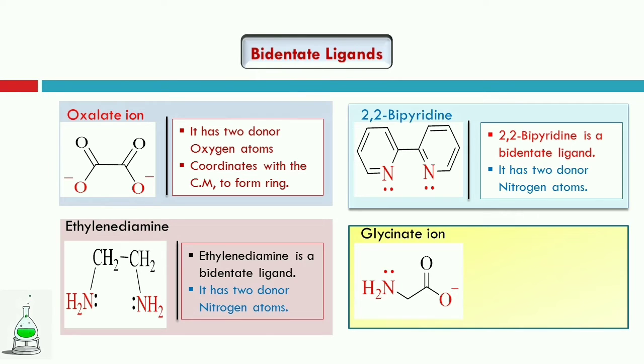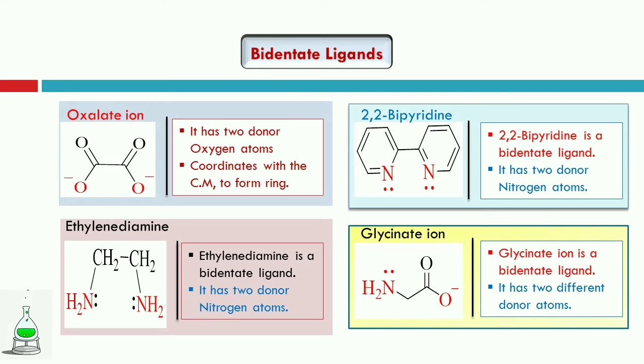Here in the glycinate ion, the two donor atoms are different. One is nitrogen and the other is oxygen. So nitrogen and oxygen can donate their electrons to the central metal ion, and they can form two coordinate bonds with the central metal ion.